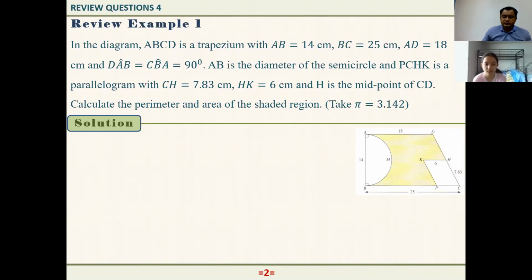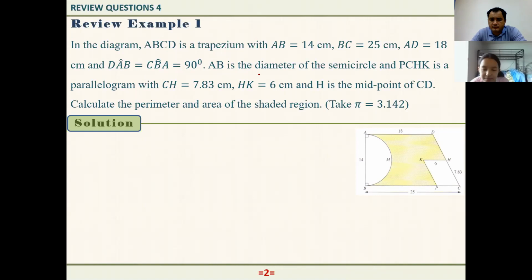Okay, Shahan, let's continue. Read the problem. In the diagram, ABCD is a trapezium with AB equals 14 centimeters, BC equals 25 centimeters, AD equals 18 centimeters, and D, is it A or like? Yeah, this is cap, right? So Shahan, D you should cap? Read this as angle DAB. Oh yeah, angle DAB equals angle CBA equals 90 degrees.